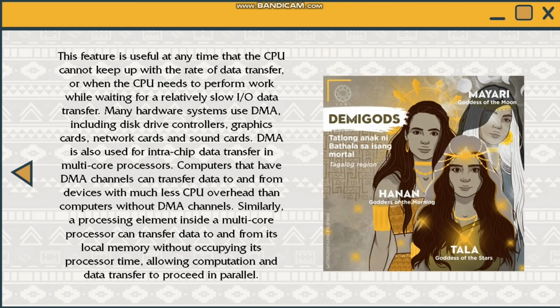Similarly, a processing element inside a multi-core processor can transfer data to and from its local memory without occupying its processor time, allowing computation and data transfer to proceed in parallel.